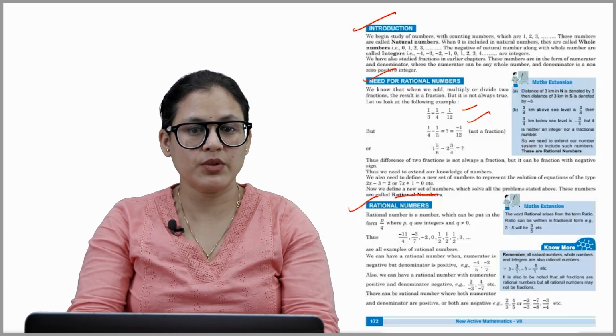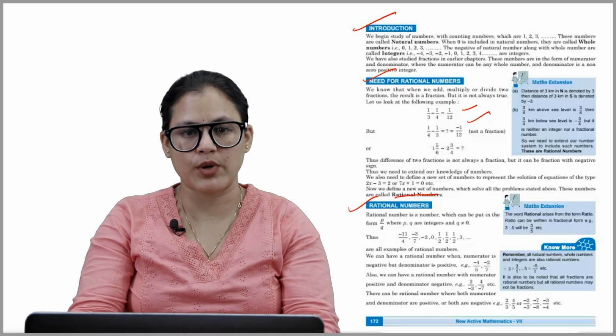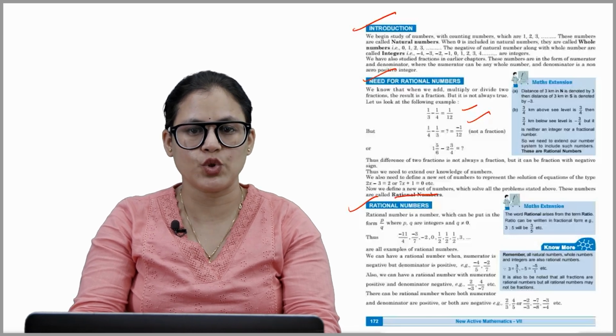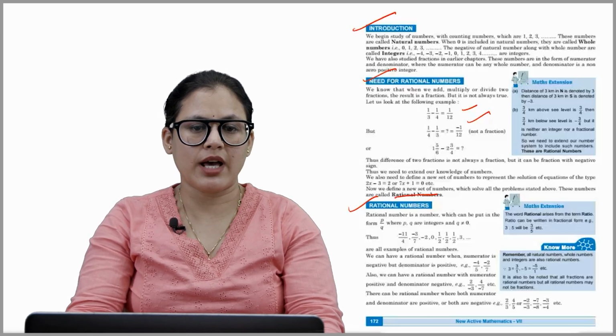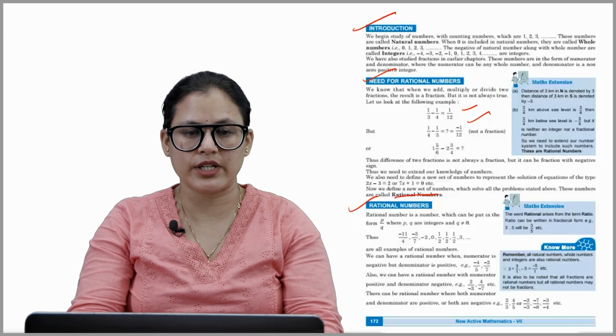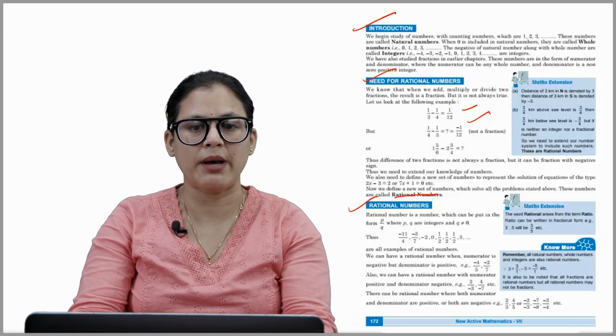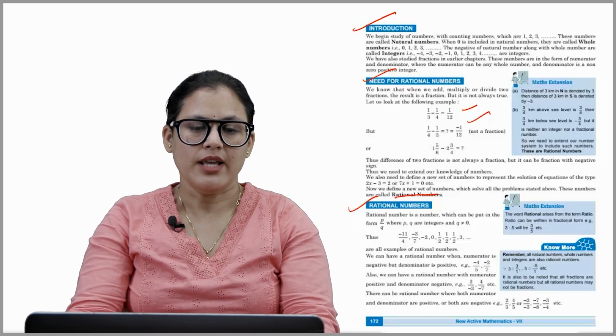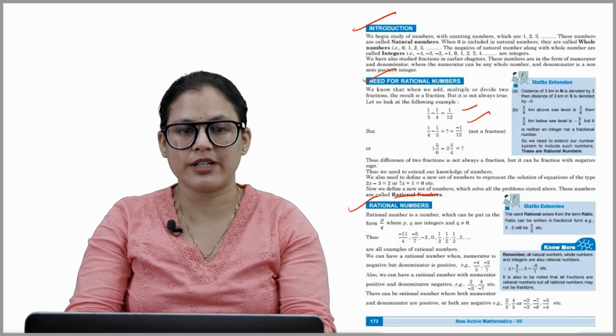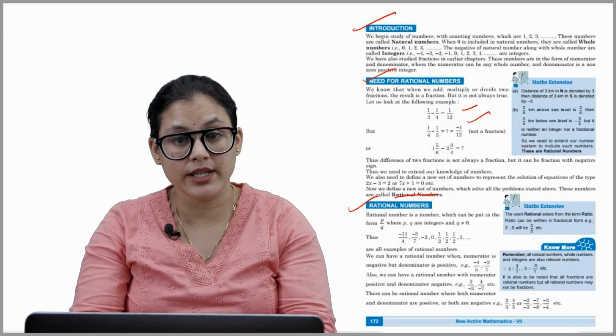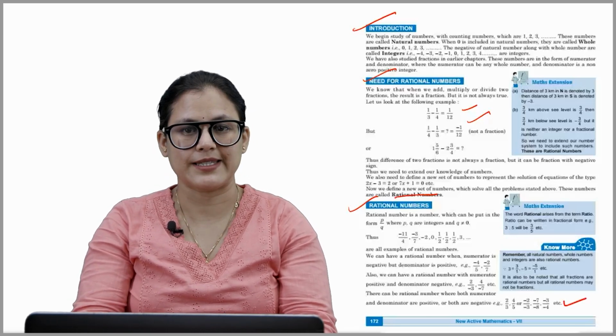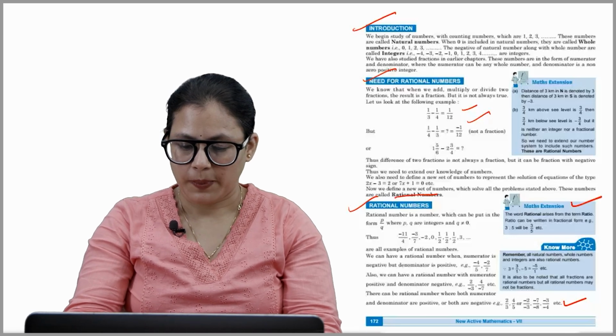We can have a rational number when the numerator is negative but the denominator is positive. Example, minus 4 by 5, minus 2 by 7. Also, we can have a rational number with numerator positive and denominator negative. Example, 2 by minus 3 and 4 by minus 7, etc. There can be a rational number where both numerator and denominator are positive or both are negative. For example, these.